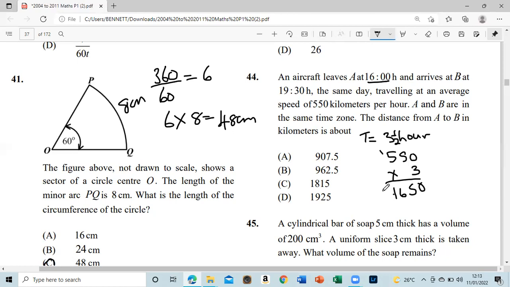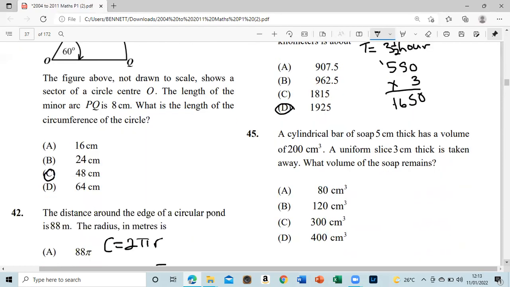Alright. So that's 1925. A cylindrical bar of soap 5 centimeter thick has a volume of 200 centimeter cube. A uniform slice 3 centimeter thick is taken from it. What is the volume of the soap remaining? So that will be 3/5 of the 200. So it's 2/5, so that's 120.